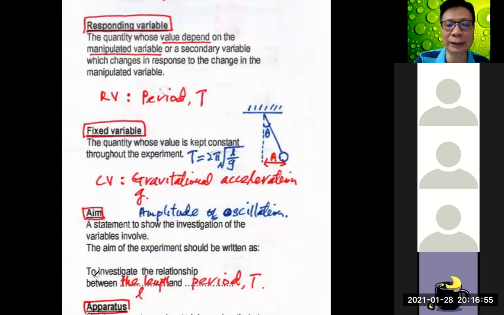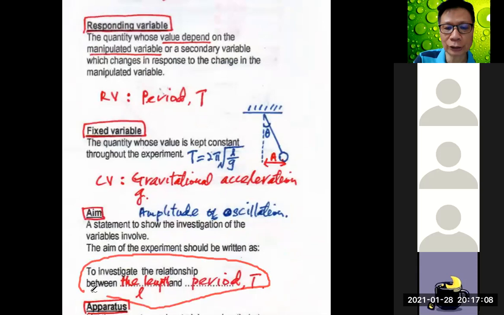The keyword to write aim is to investigate the relationship between what and what. To investigate the relationship between the length of the thread and the periods of oscillation. Okay? So this is a standard way to write aim. All right, this one okay. Next one, apparatus.